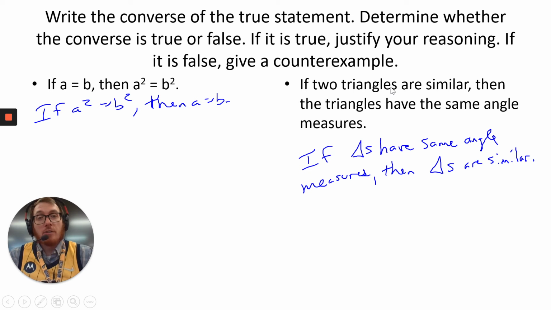If two triangles are similar, then they have the same angle measurements. Then the converse would be if the triangles have the same angle measurements, then the triangles are similar, and that would be true. Those correlate directly to one another.